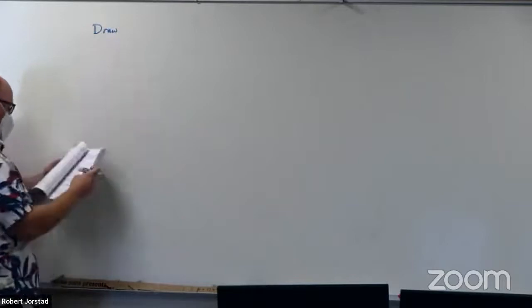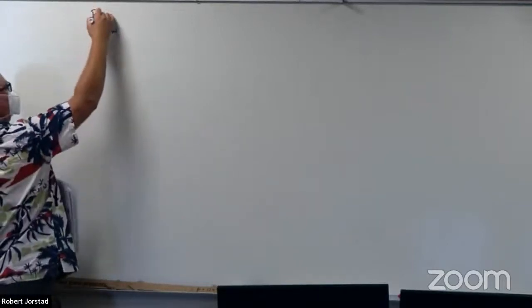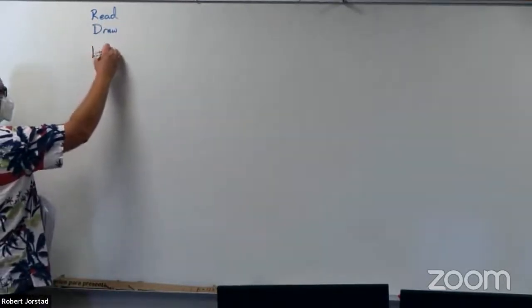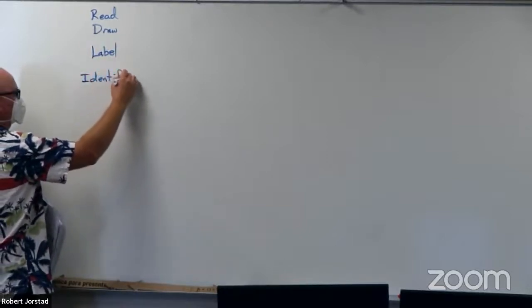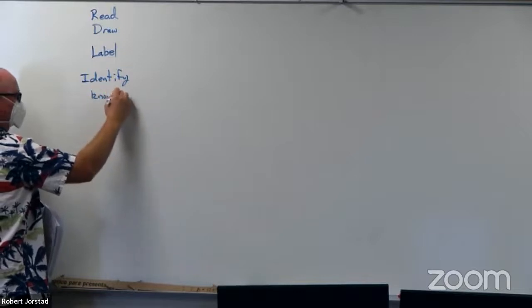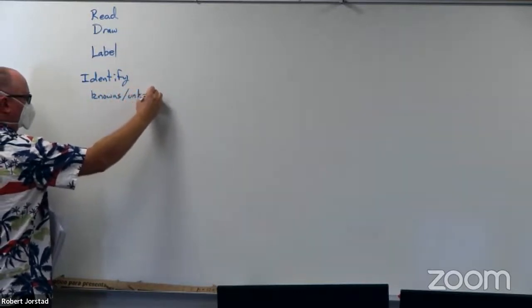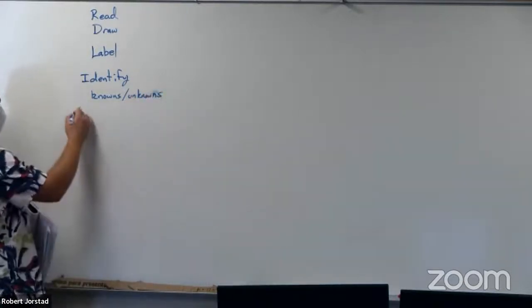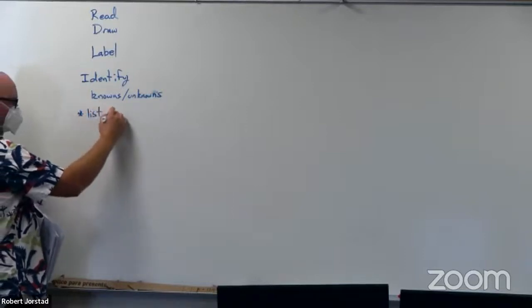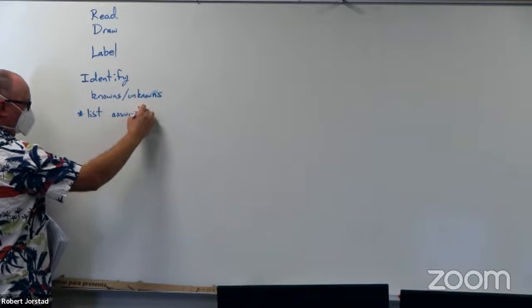At the bottom of page 22, there's a strategy for solving physics problems. It doesn't work all the time, but it's a great strategy to have. I'm just going to write that up here. The first thing is actually read, then draw, then label. Sometimes I don't write this here, but if you're an engineer, you better list your assumptions too.